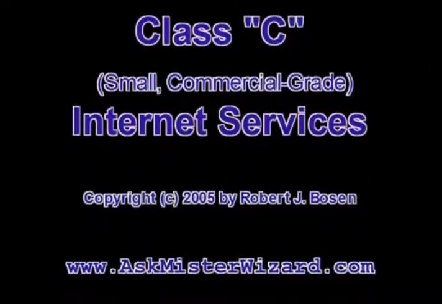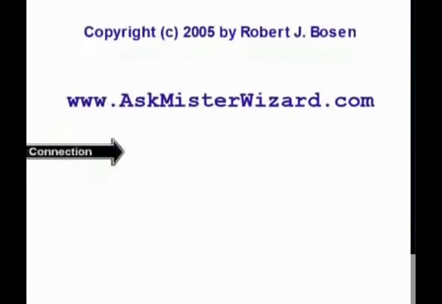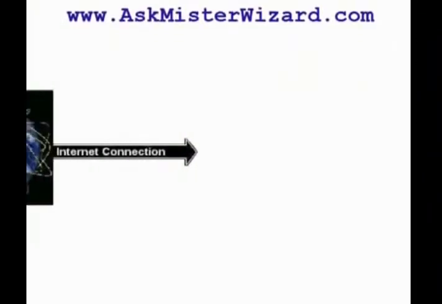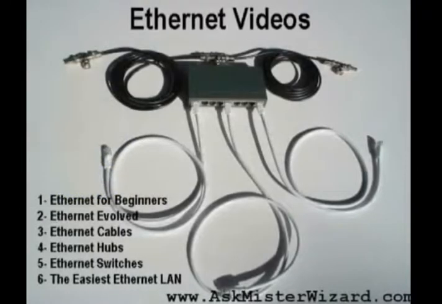Class C, Small Commercial-Grade Internet Services. The worldwide Internet consists of the local area networks of millions of businesses and homes, all interconnected under the authority of the Internet Architecture Board.